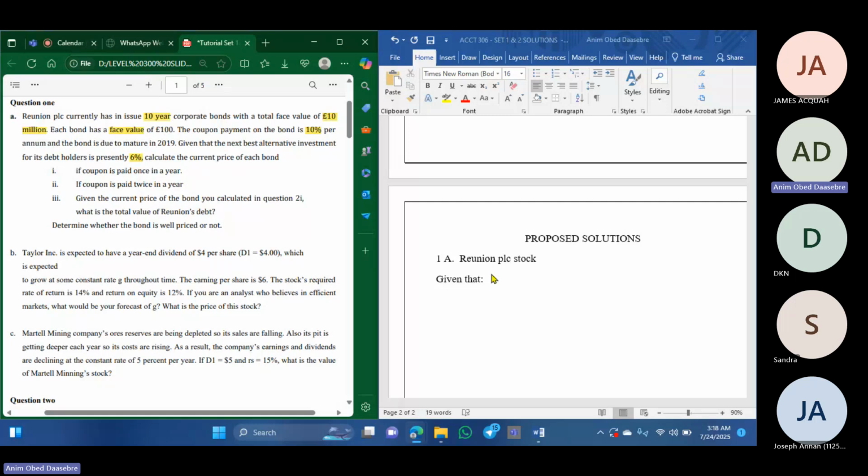So let's list them. Our face value equals 100, and the total face value is also 10 million.